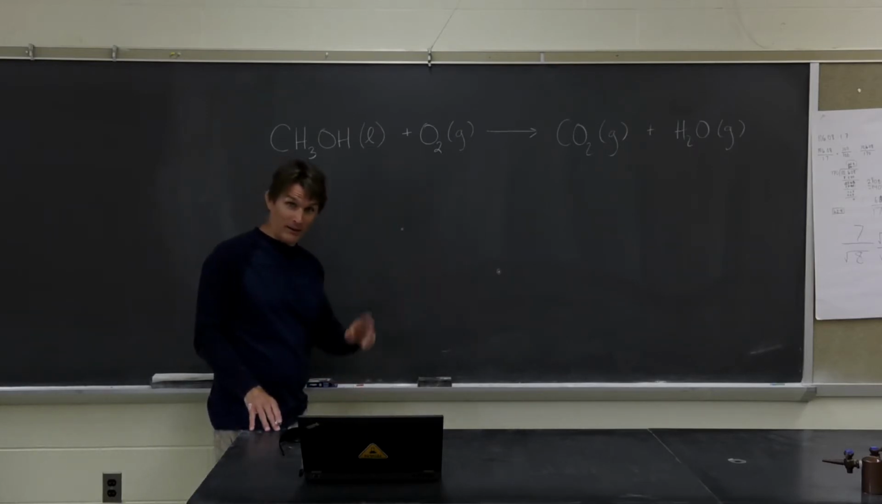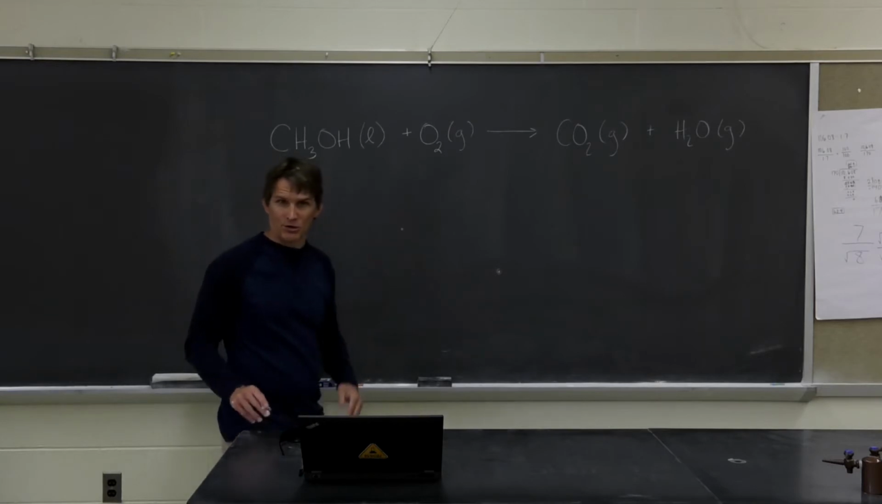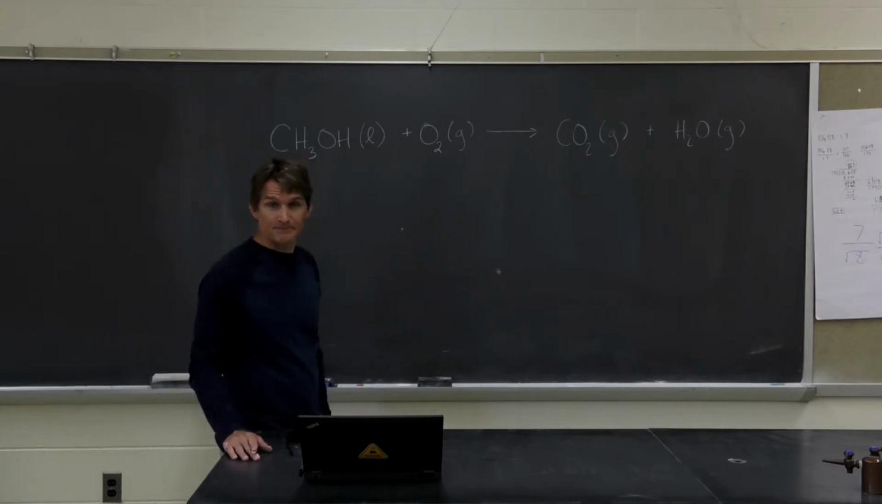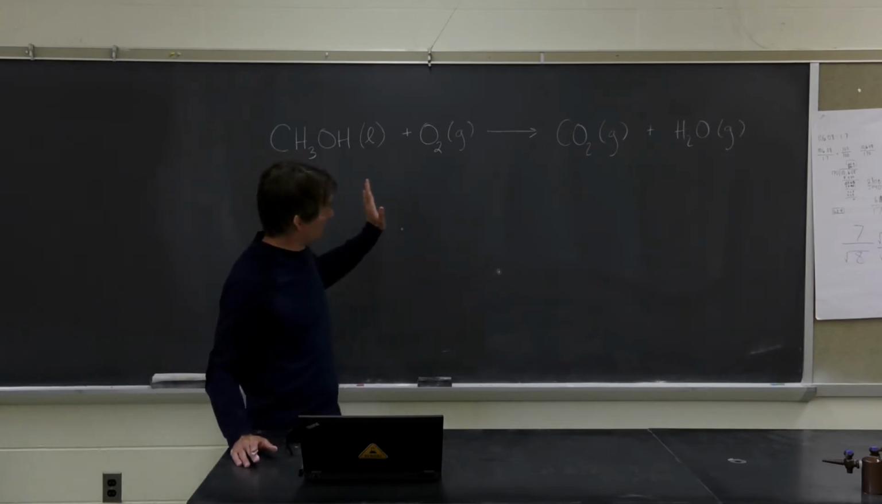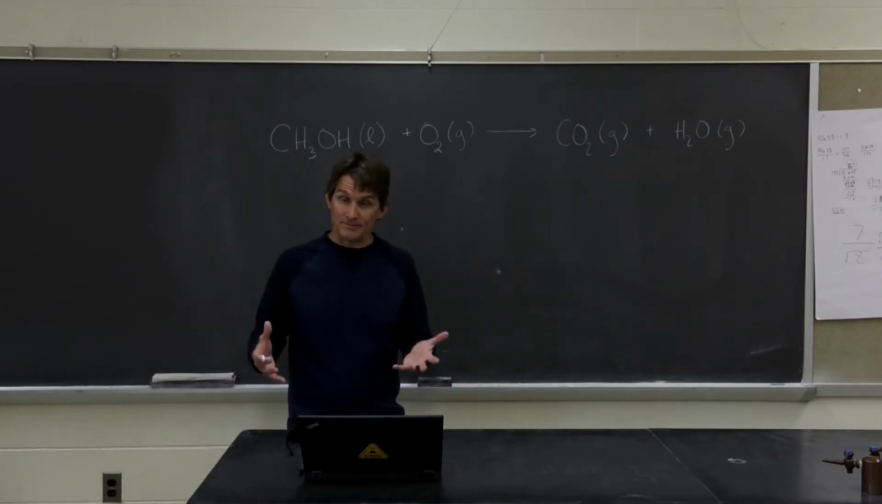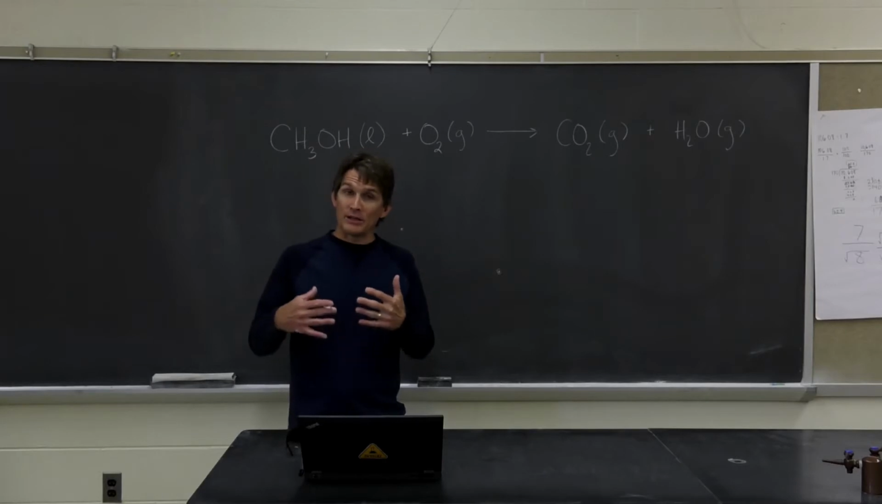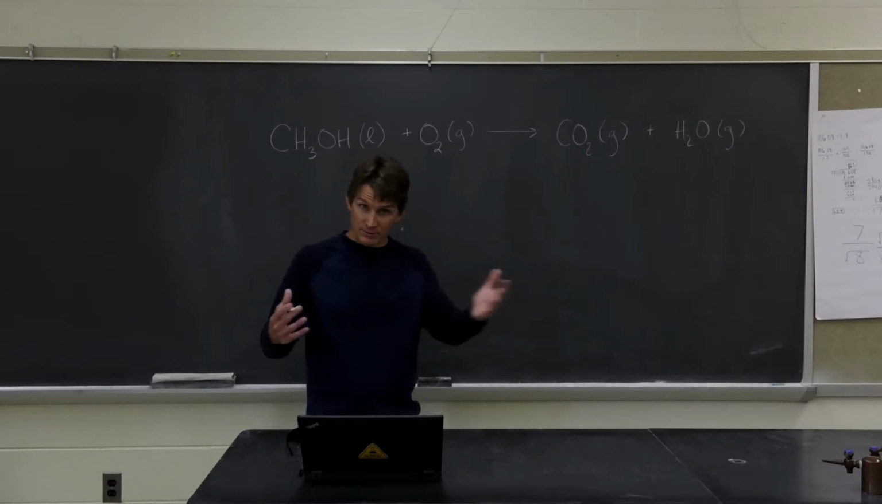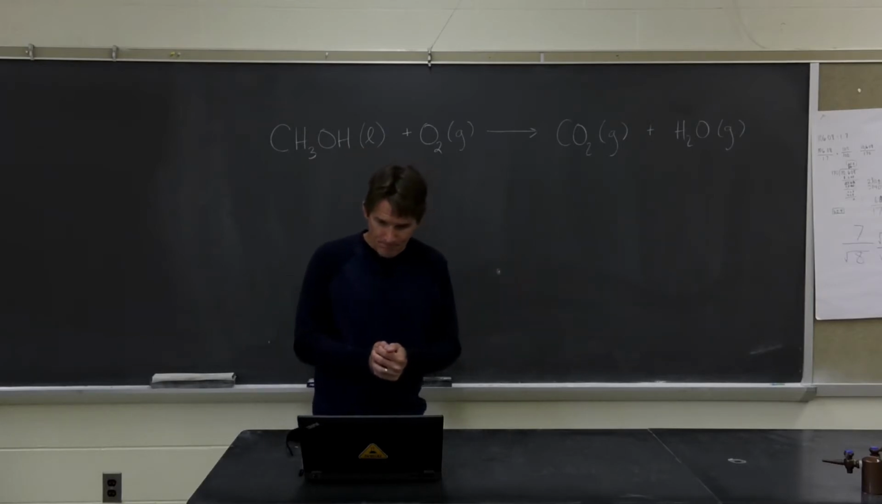We'll go over why. You may already see what's wrong with it, but we'll talk about that in a second if you don't already see it. But what we've written here is what we call a chemical equation. It's a way that we symbolize the process that we saw.